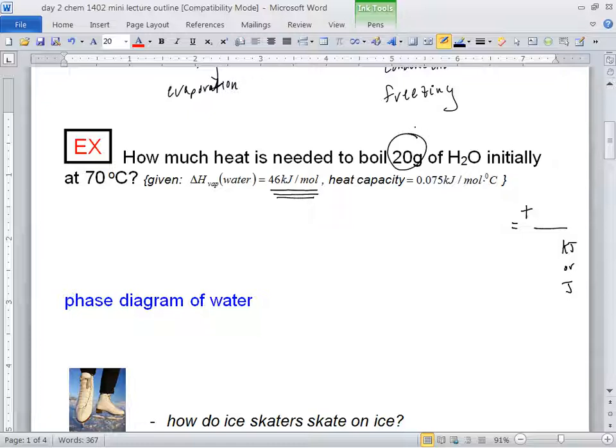Multiply it so the moles cancel out. I'm in kilojoules. Do the same thing with this guy. Now, this guy also has a Celsius on the bottom, though. So not only do I have to multiply it by moles, I have to multiply it by temperature, right? So whether you understand it or not, the units tell you what to do. But let's get the concept behind it.